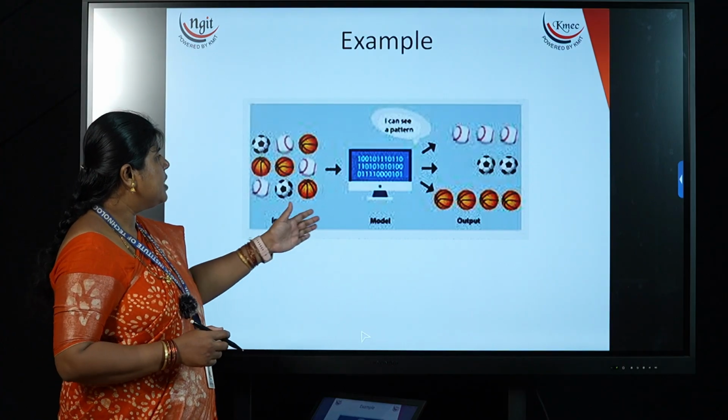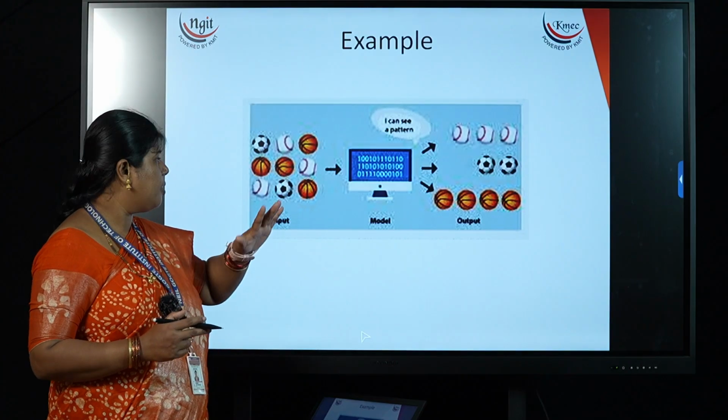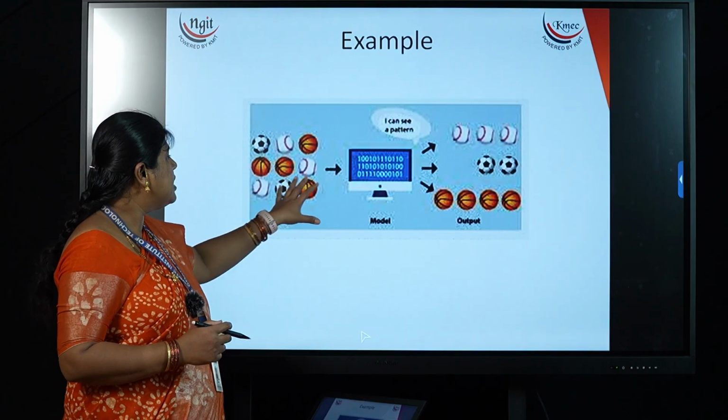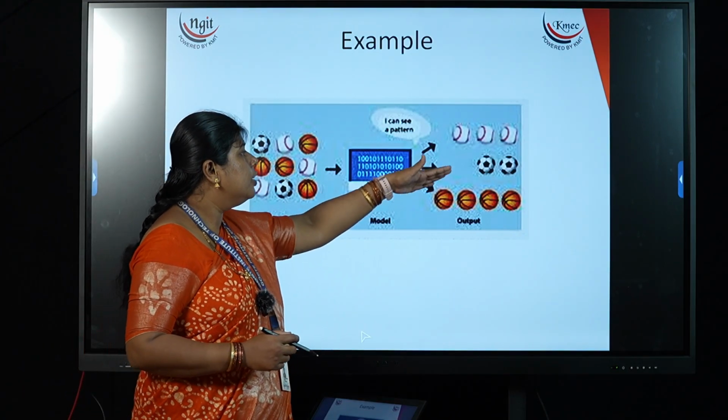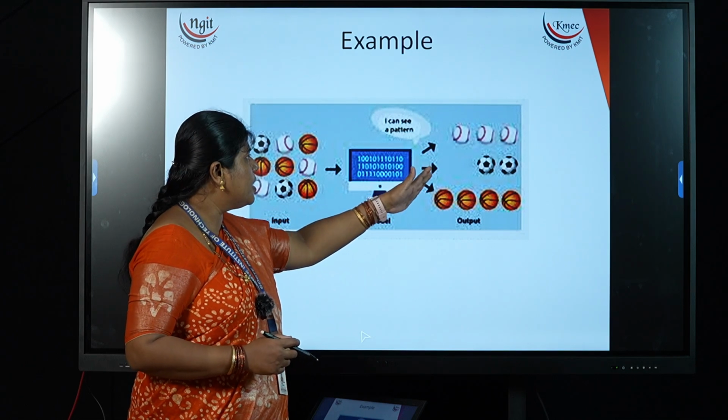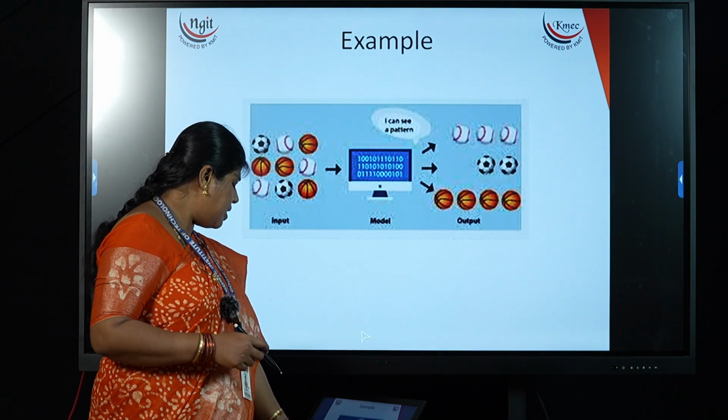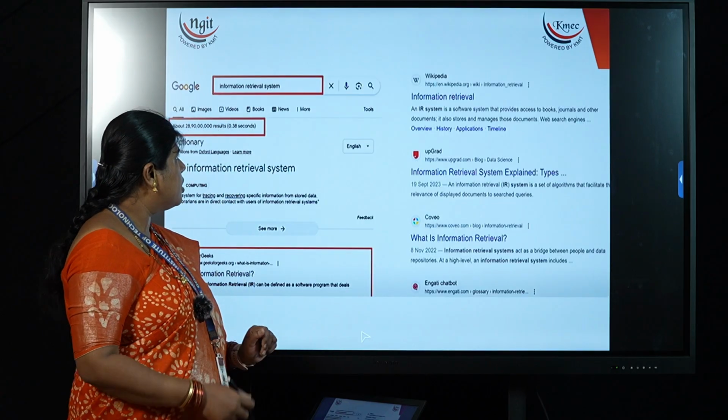Now as you can see in this image, we have different types of balls. When this is inputted to our IRS, what should be the output? The different groups based on the type of ball. So this is just a simple example of clustering.